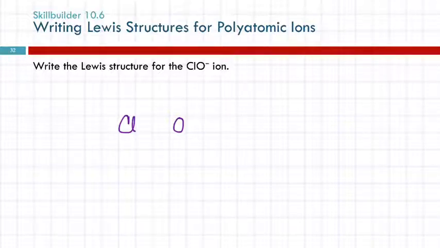Then we have to add up numbers of electrons. How many valence electrons does a chlorine atom have? 7 valence electrons. It's in group 7. And how about oxygen? 6. What do we do with the negative charge? We add 1. So this ion is going to have 14 valence electrons in its Lewis structure.